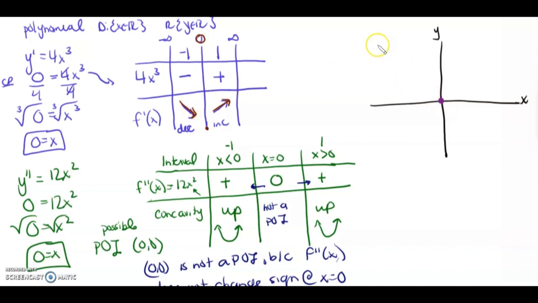We know on the left side, we're going down. Okay, we're decreasing. The slope is decreasing. And then on the right side, we're going up. Okay, so that's our y equals x to the 4 graph. Okay, and then we can also check our concavity, concave up, on the entire domain.